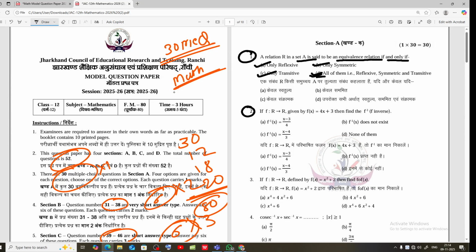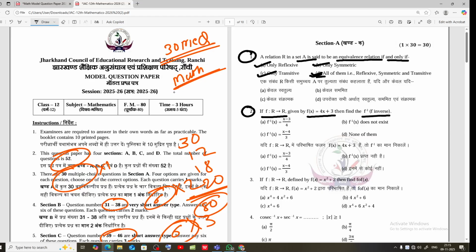Question number 2. The first three questions are from the chapter set, relation and function. A function from real to real, f(x) equals 4x plus 3; find the inverse of the function. For the inverse of a function to exist, the function must satisfy both conditions: one-one and onto. But this question only asks us to find f inverse.